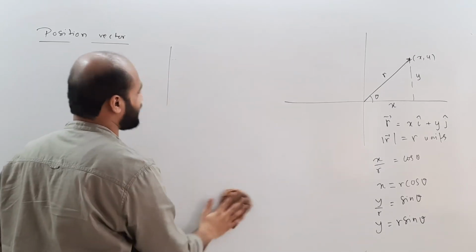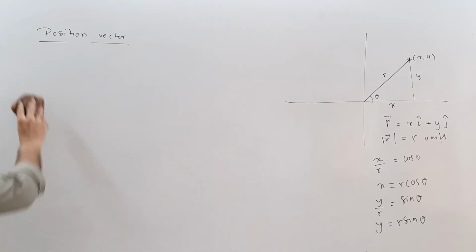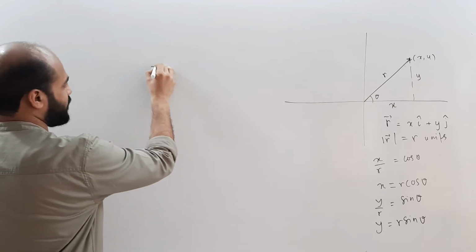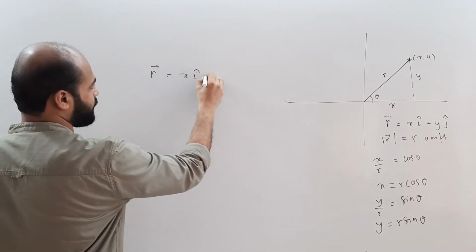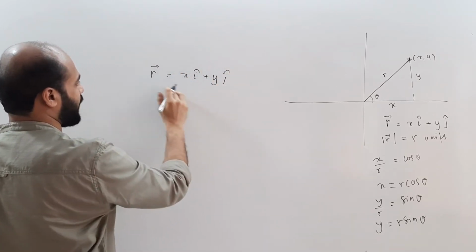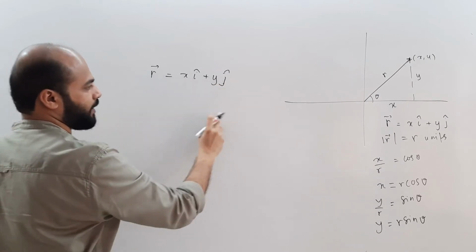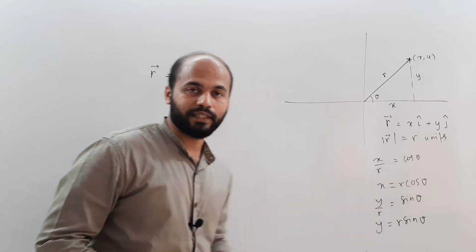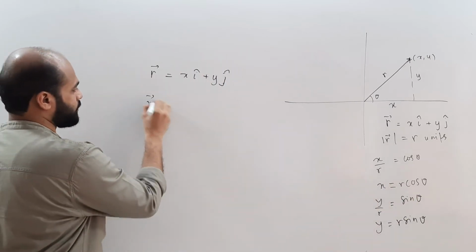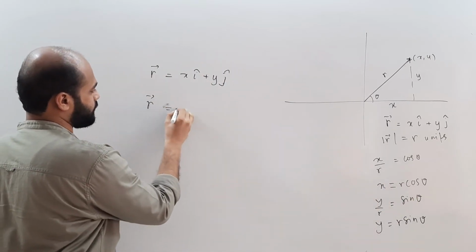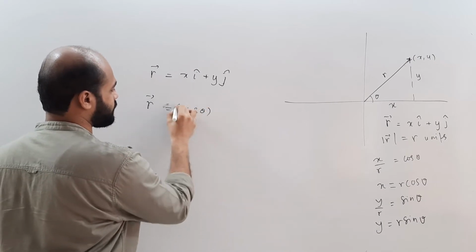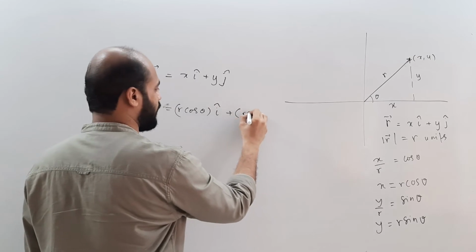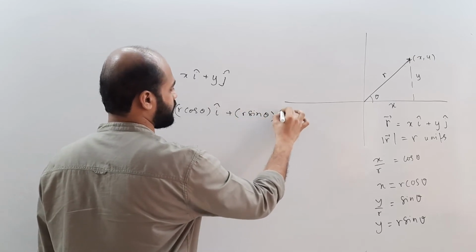Now we'll just rewrite the expression and the vector. So the vector was initially defined as x i cap plus y j cap, as we have written over here. But what is x? x is r cos theta, so r cos theta i cap. And this we can write as r sin theta j cap.